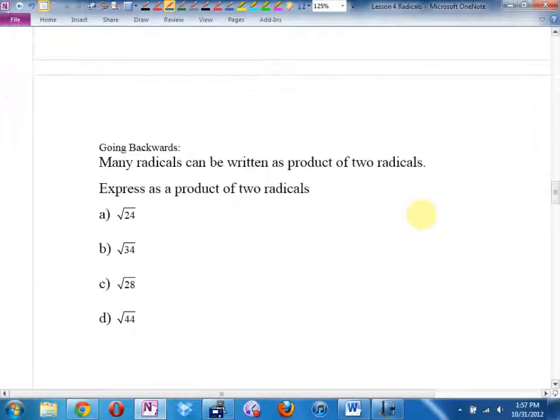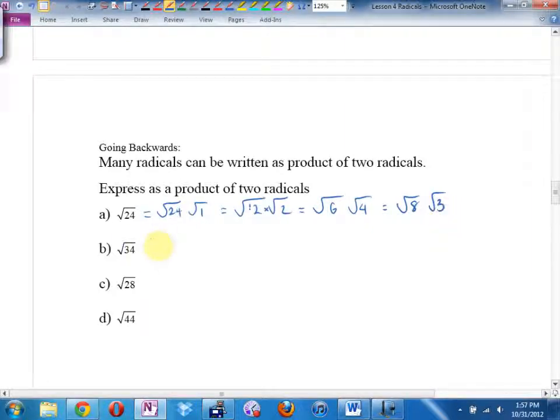Going backwards, you can also write a radical as the product of two radicals. For example, it says express as the product of two radicals, root 24. I can write this a bunch of ways. I can write this as root 24, root 1, or root 12, root 2, or root 6, root 4, or root 8, root 3. One of those is nicer than all the rest. We'll talk about why in a little bit.